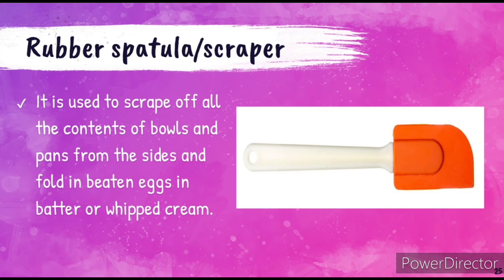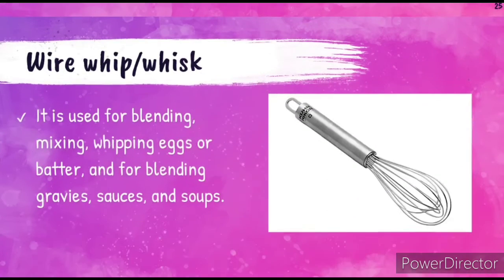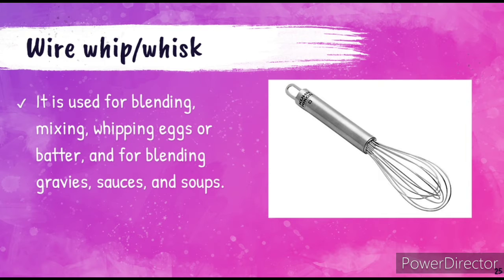And then the rubber spatula or the scraper. It is used to scrape off all the contents of bowls and pans from the sides and fold in beaten eggs in batter or whipped cream. With the use of spatula, it will be easy for us to scrape the ingredients from the side of the bowls because of its texture. Wire whip or whisk. This one is used for blending, mixing, whipping eggs or butter, and for blending gravies, sauces, and soups.